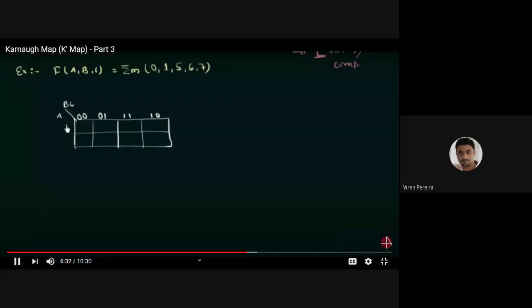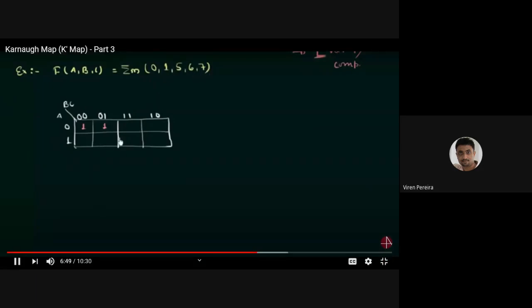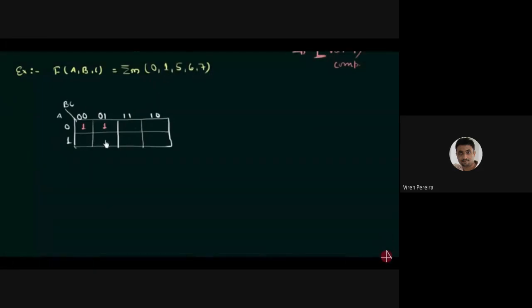Or you can say the different combinations of this variable. Now we will fill the map. 0, 1, M1 is there, so 1, 2, 3, 5, 6, 7, 4, 5, 6, 7. Okay, now we will start pairing them.